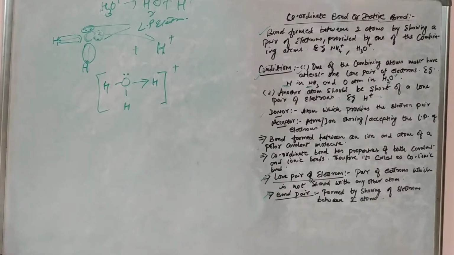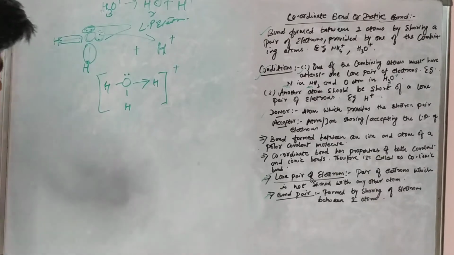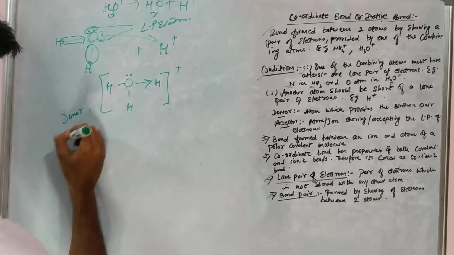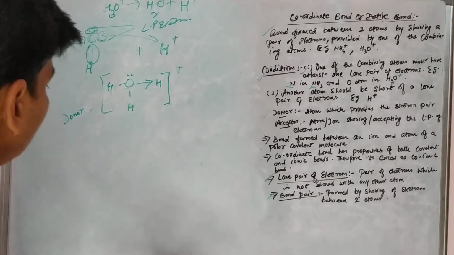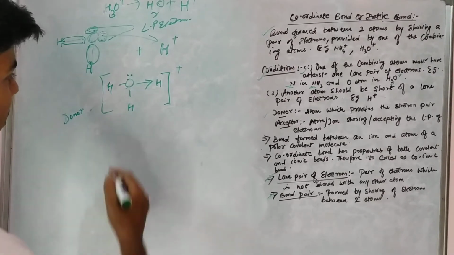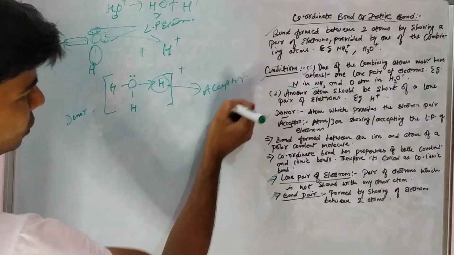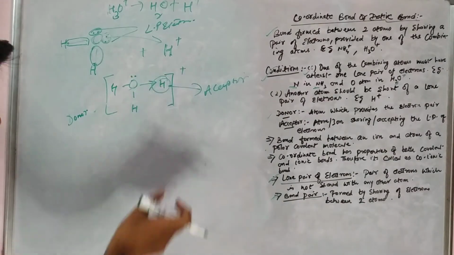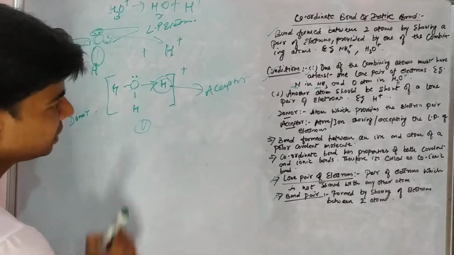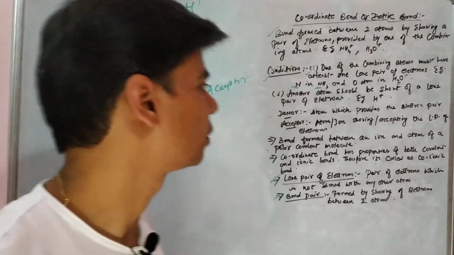So here this oxygen atom was a donor. Like earlier, nitrogen atom was a donor, since it donated its electron pair, so oxygen atom is a donor, and this hydrogen atom or hydrogen ion is an acceptor, since it accepted the electron pair donated by oxygen atom. So from these two examples we can deduce the conditions for the formation of coordinate bond.